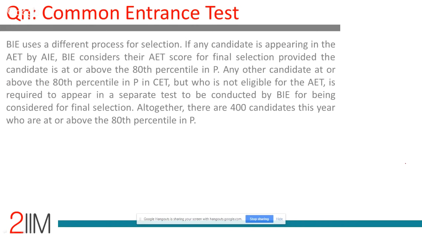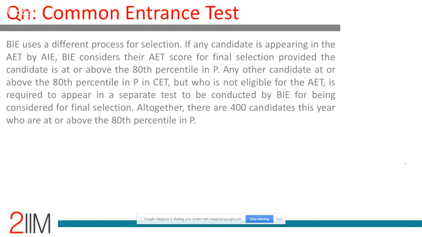Look at the next one. Still not done with the question. BIE uses a different process for selection. If any candidate is appearing in the AET by AIE, BIE considers their AET score for final selection, provided the candidate is at or above the 80th percentile in P. Incredibly complicated. BIE takes the AET score if the student is appearing in AET, assuming that the student has scored more than 80th percentile in P.